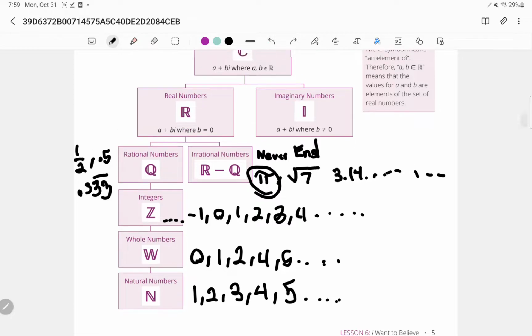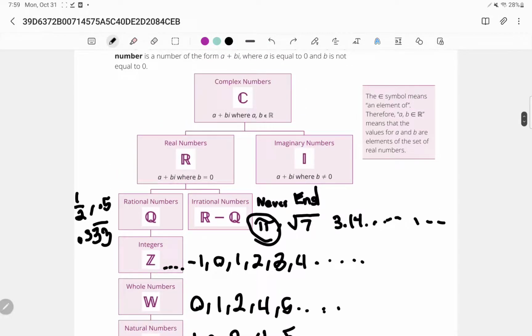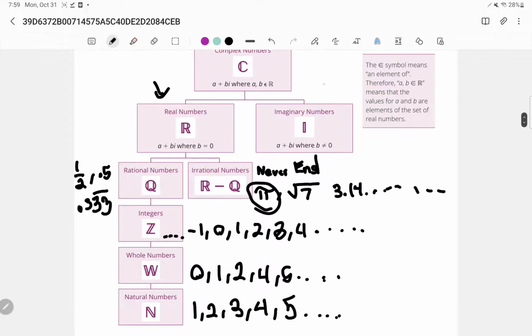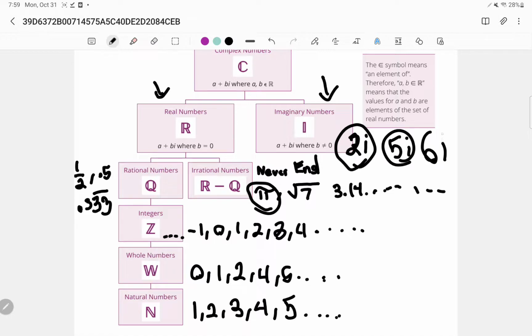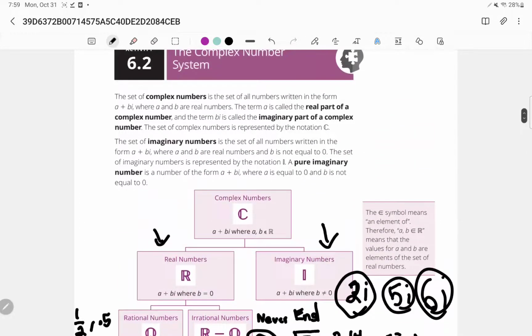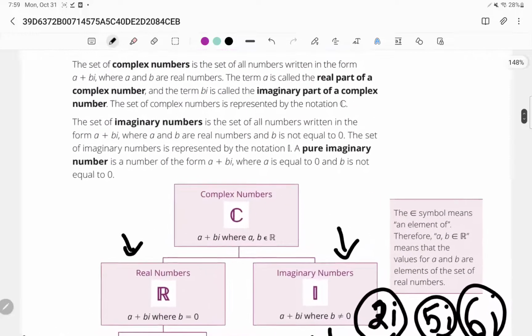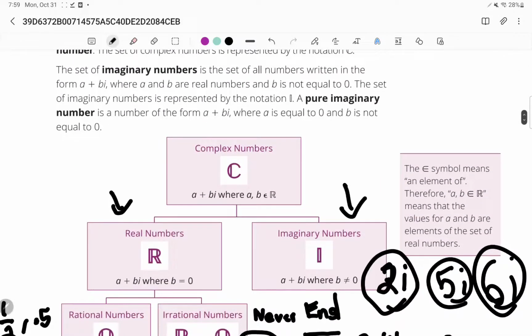Now, the final thing that we have to focus on is the imaginary number, because we have real numbers and we have imaginary numbers. An imaginary number is basically a number that has an i next to it. So like 2i, you can have 5i, you can have 6i. Anything that includes i is an imaginary number. Finally, a complex number is going to be a combination of a real number and an imaginary number.